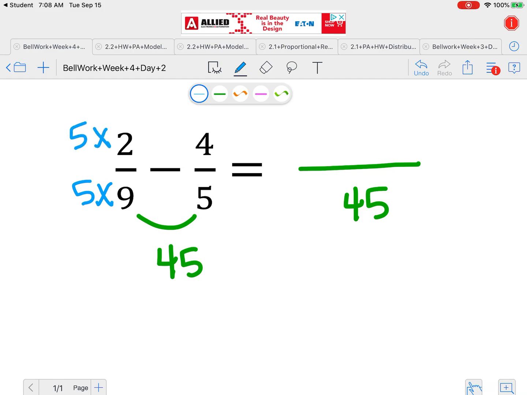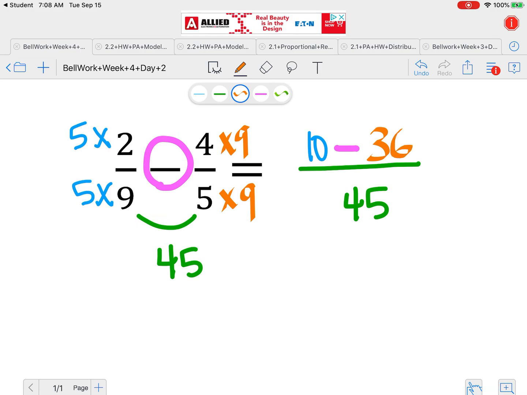So now 5 times 2 is 10. This time the question says subtract, so I'm going to put a subtract sign. And the second fraction had a 5 on bottom. To get a 5 to be a 45, I have to multiply with 9. Do the same thing to the top. 4 times 9 is 36.